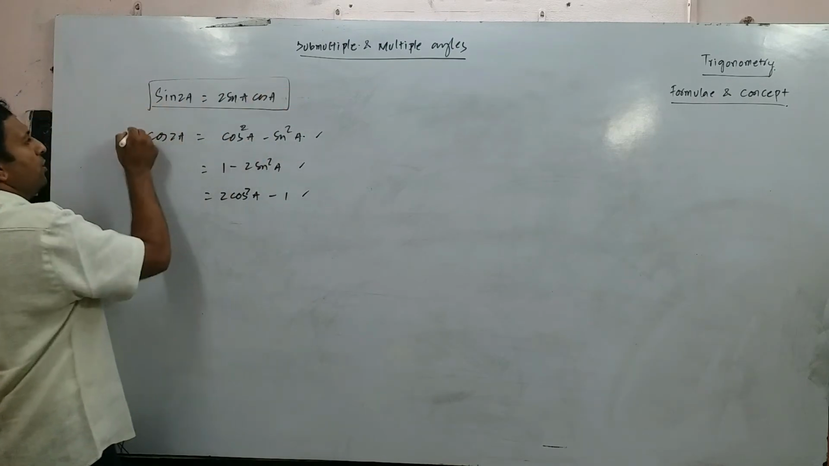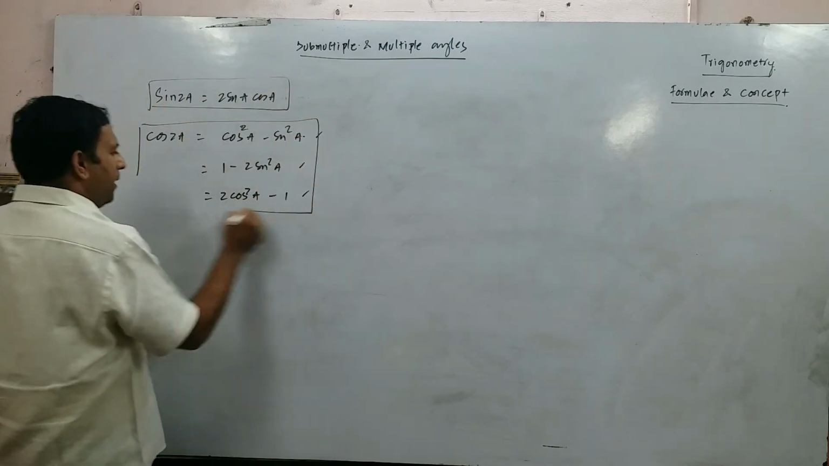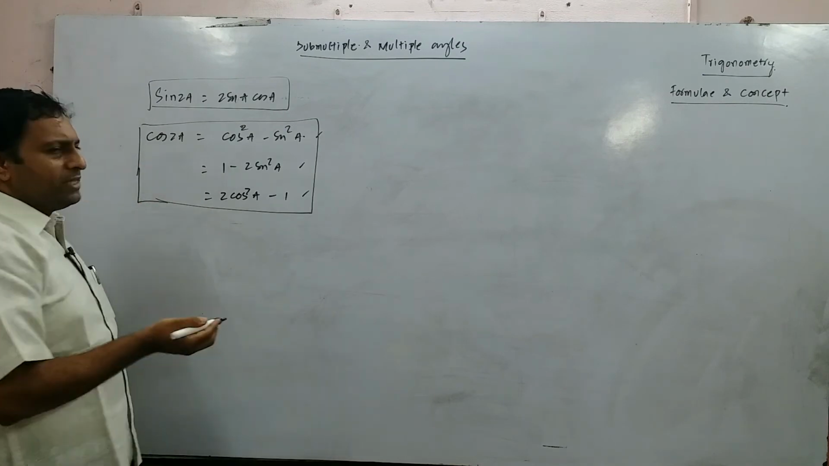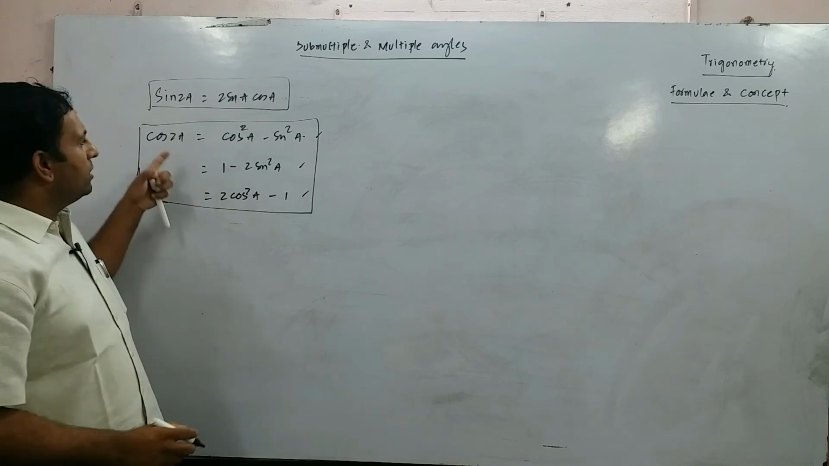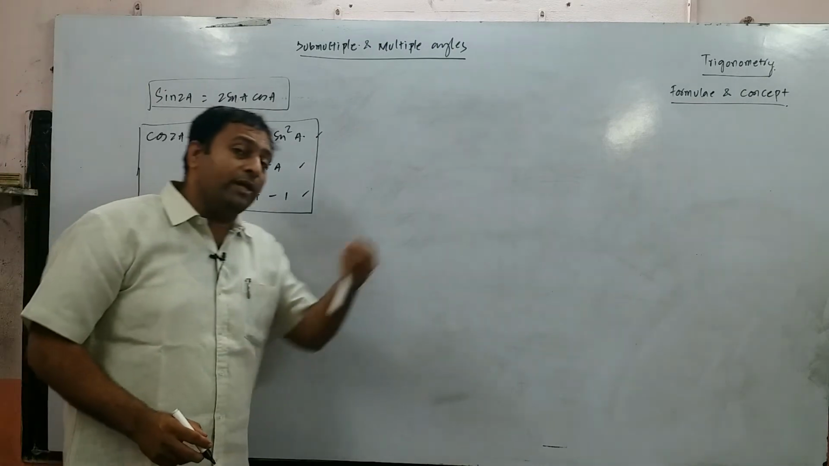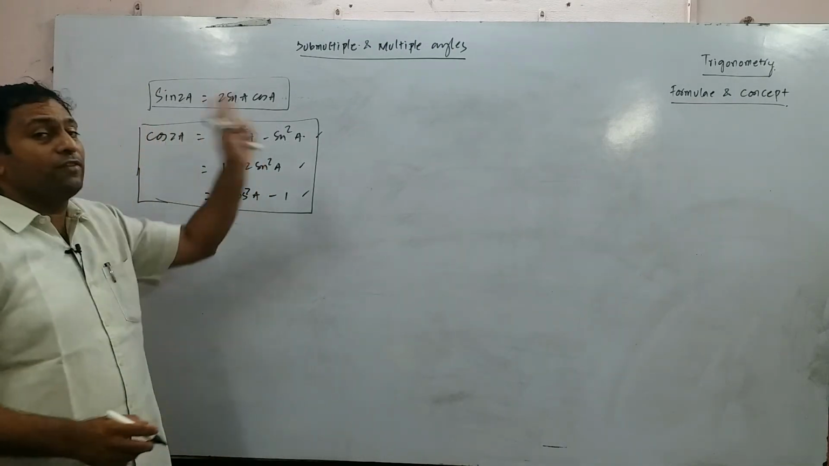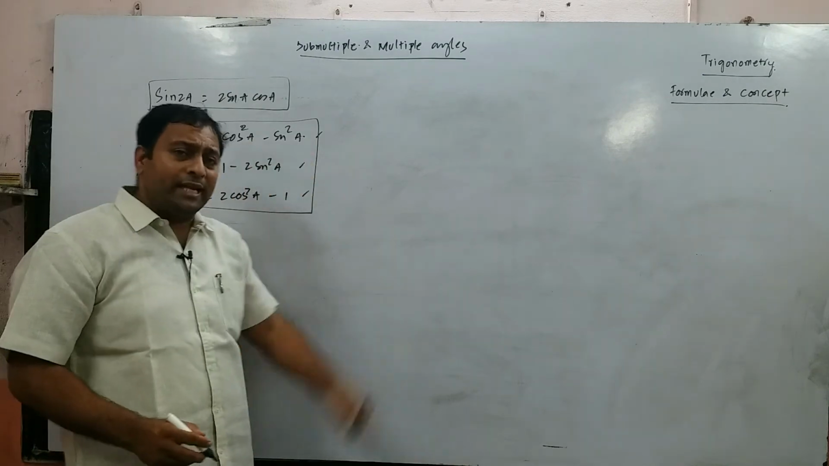If somebody is asking you what is sin 2a, straight away one formula: 2 sin a cos a. But if somebody is asking you cos 2a in terms of cos, then you will say 2 cos square a minus 1. What is cos 2a in terms of sin? It is 1 minus 2 sin square a. What is cos 2a in terms of cos and sin? You will say cos square a minus sin square a.